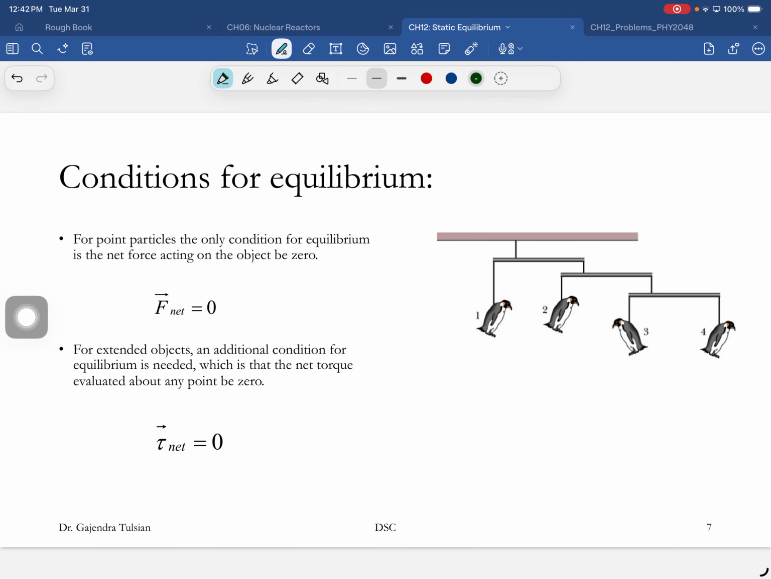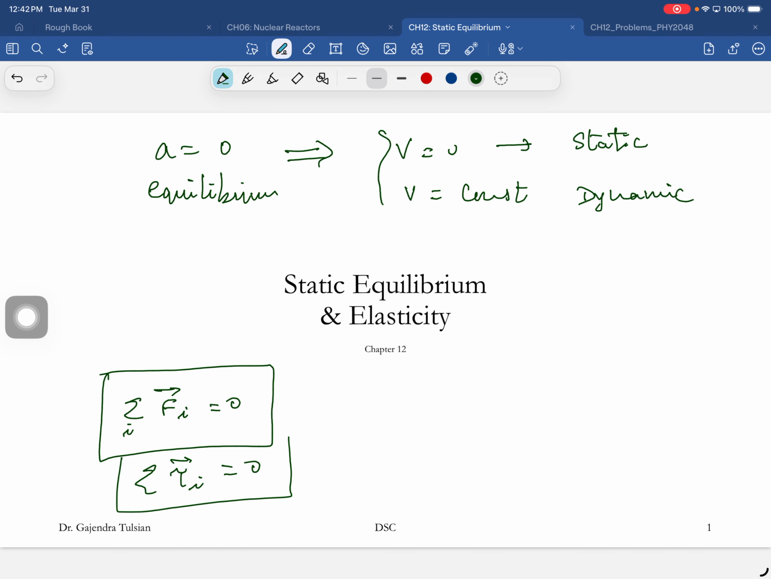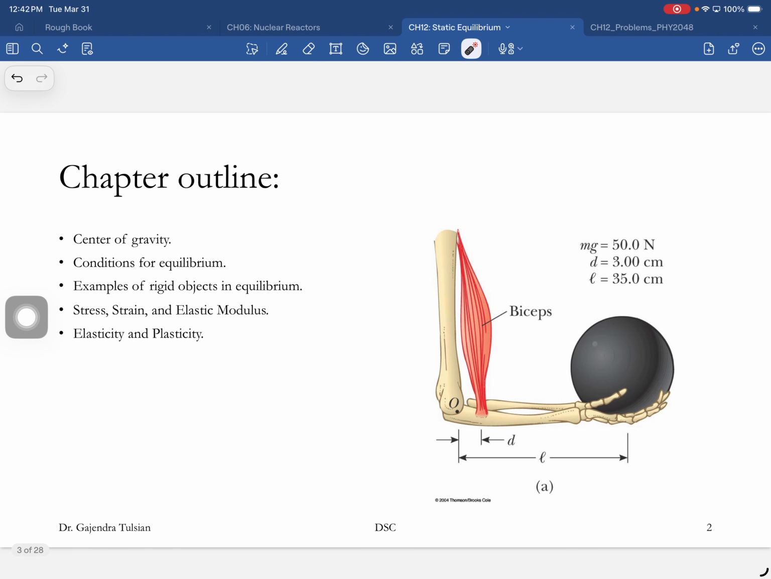Now we know the two topics we'll be discussing: static equilibrium and elasticity. For extended objects, the two conditions for static equilibrium are that the sum of the forces acting on an object should be zero, and the sum of the torques of these forces should be zero. So that's that, and we'll come to elasticity.